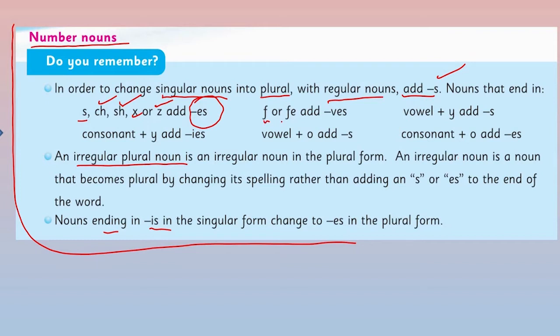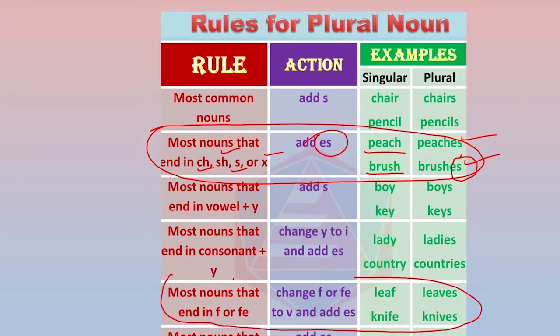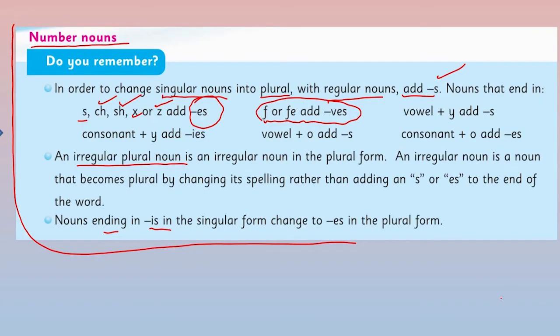Now, f or fe, we add ves to make it plural. Look at the example. Most nouns that end in f or fe, we change f or fe to v and add es at the end to make it plural, like leaf, leaves. We have removed the f here and added ves. Knife, knives. Knife is a singular form and knives is a plural form.